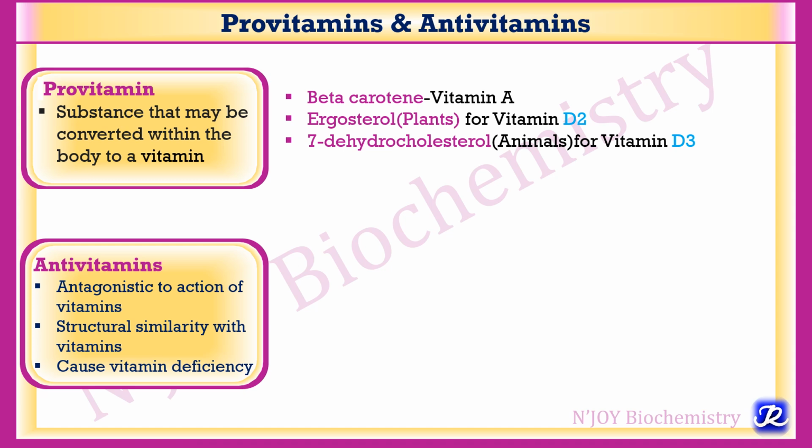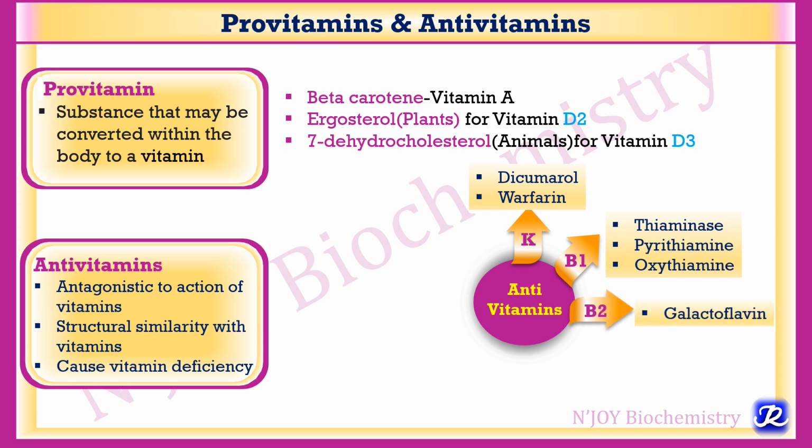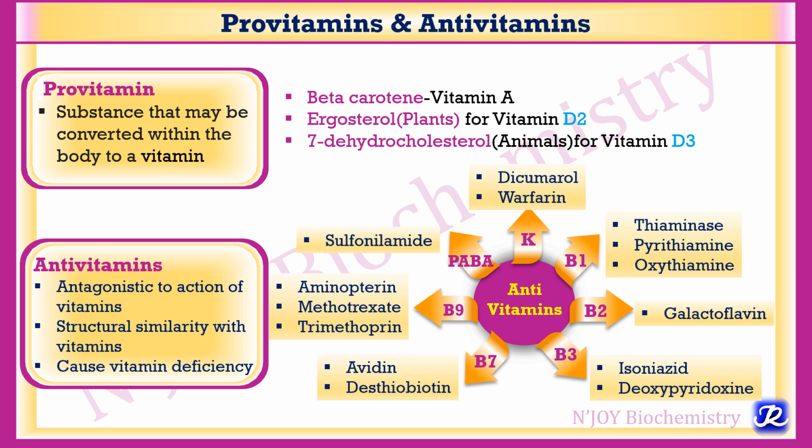Why are they called antivitamins? Because they are antagonistic to the action of vitamins, and they have structural similarity with the vitamins, but the action is opposite. And if they are taken, they can cause vitamin deficiency. So let's see the examples of various antivitamins. The antivitamins of K are dicumarol and warfarin. Antivitamins of thiamine are thiaminase, pyrithiamine and oxythiamine. Antivitamin of riboflavin is galactoflavin. Antivitamins of niacin are isoniazid and deoxypyridoxine. Antivitamins of biotin are avidin and desthiobiotin. Antivitamins of folic acid are aminopterin, methotrexate, trimethoprim. And the vitamin-like substance PABA has the antivitamin sulfonamide.